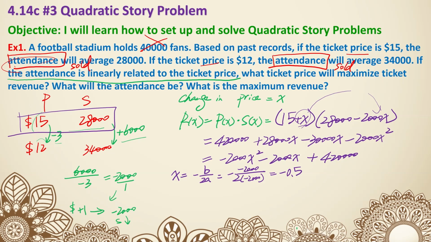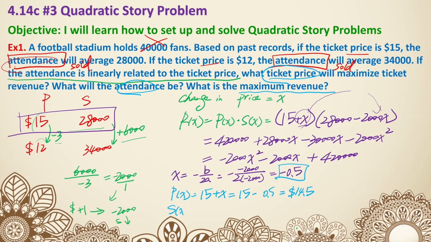But the question is asking for a few different things. The question is asking for the ticket price, the attendance, and the maximized revenue. So that means we need to find our P of x, our S of x, and R of x. So this is the x value that's going to maximize our revenue. Let's find the P of x, which is 15 plus x, which is 15 minus 0.5. So our ticket price is going to be 14.5.